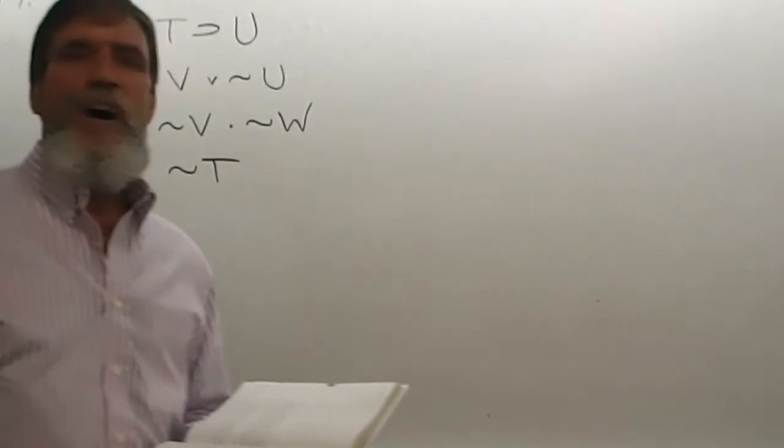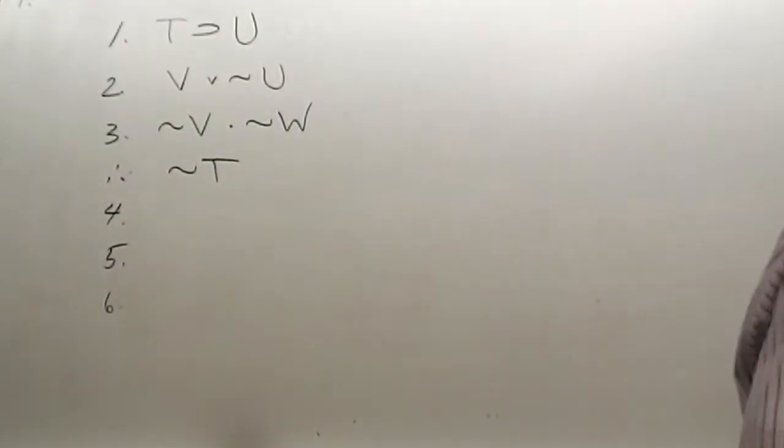A curl that does not exist. You should know right now what the last step has to be. It's a curl that does not exist. What's the last step of your proof? Modus tollens. Boom.